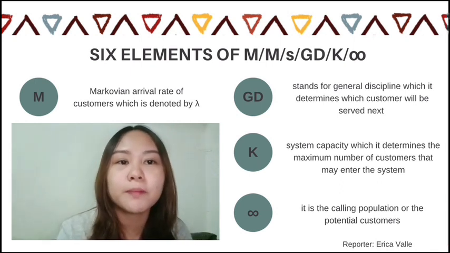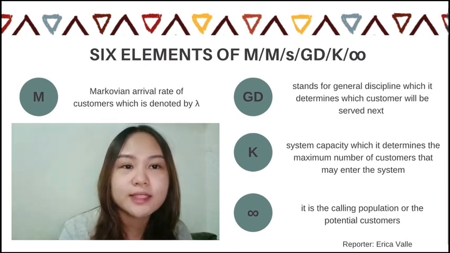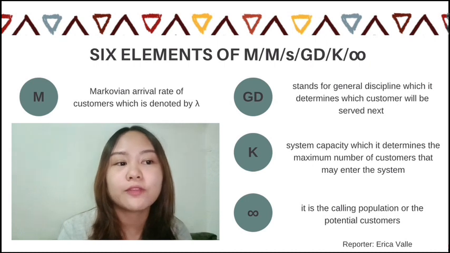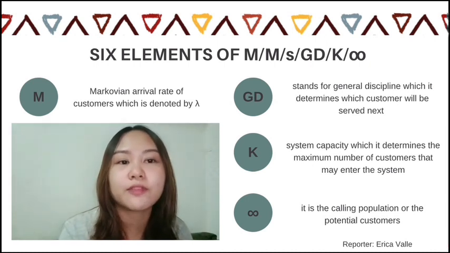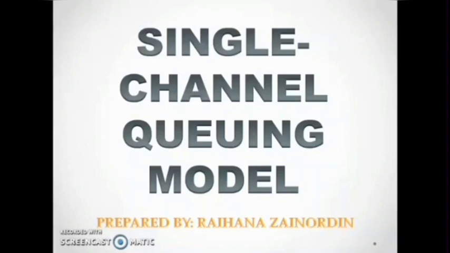It is the calling population or the potential customers. So, infinite siya because it has a large population and the rate of arrival of customers is not affected by the number of customers that have already joined the queuing system. So, as is siya, wala siyang equivalent na number. So, let's have an example.